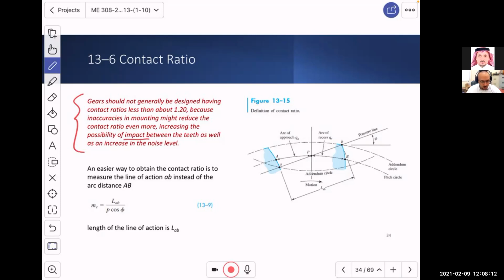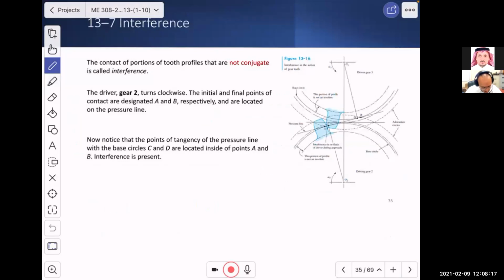So it feels like continuous. Okay, this is really good. So the other part that we want to talk about is interference.